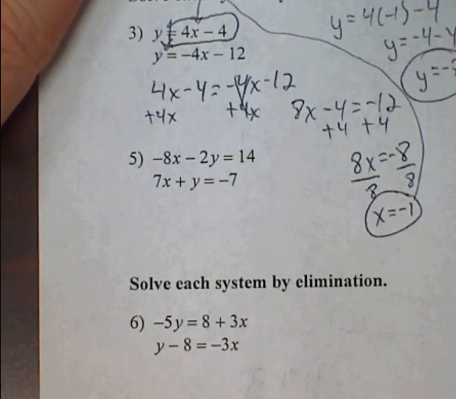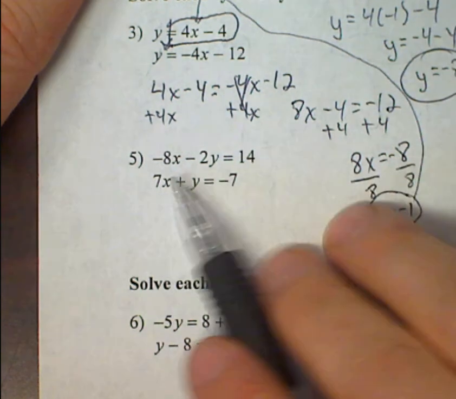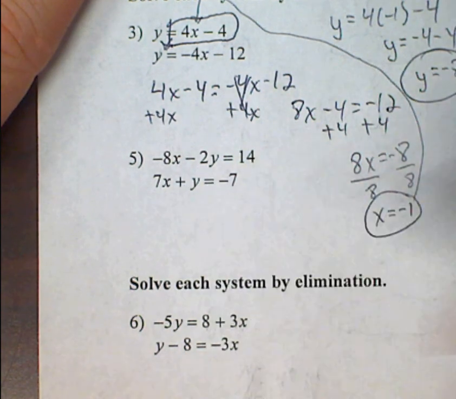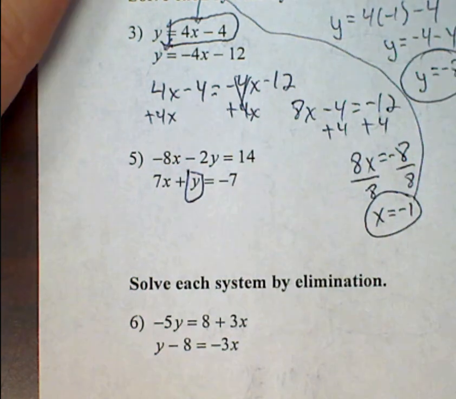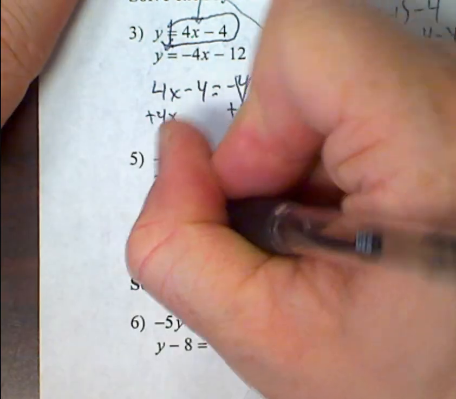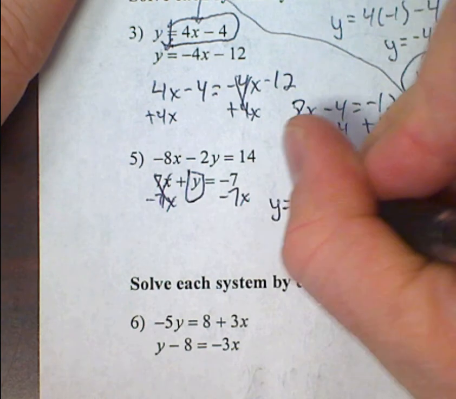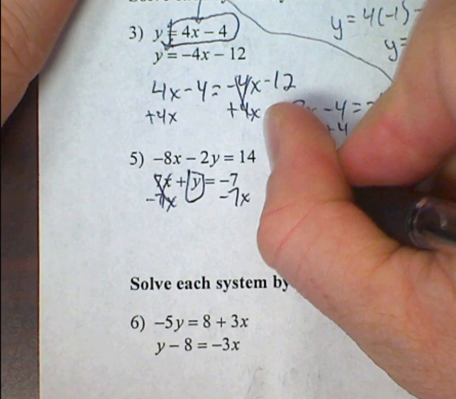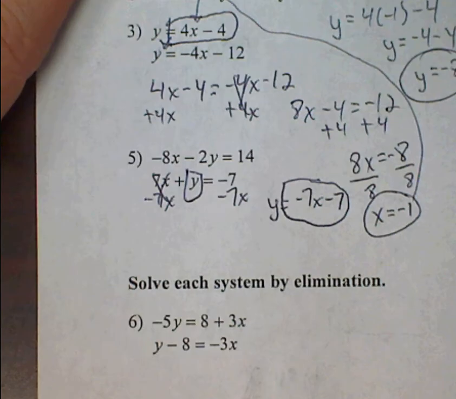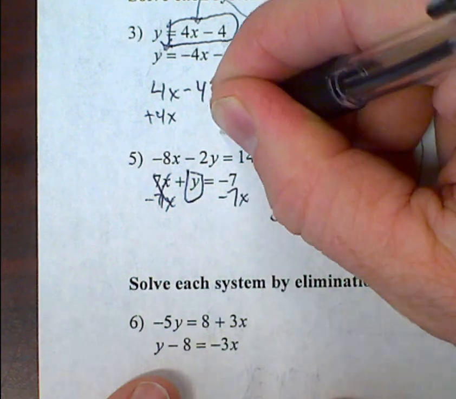5. My variable is not by myself yet. This y is the easiest to get by itself. I'm going to subtract 7x, subtract 7x. So this would be y equals negative 7x minus 7. I'm going to take this y and I'm going to substitute it in.